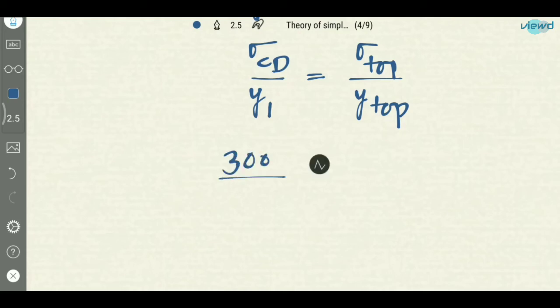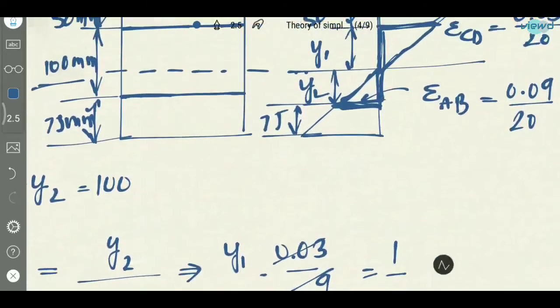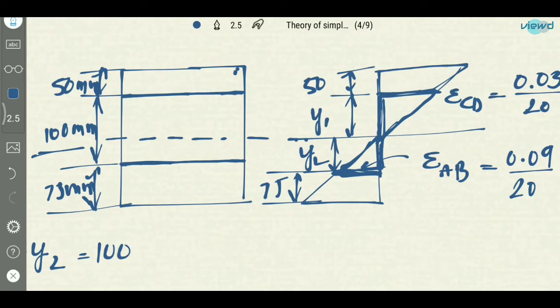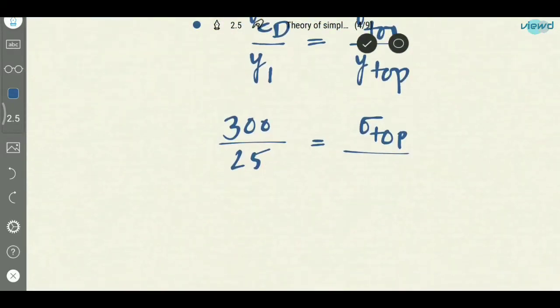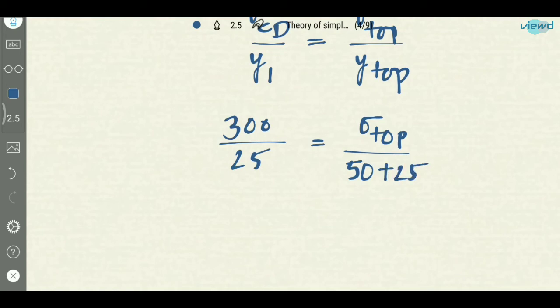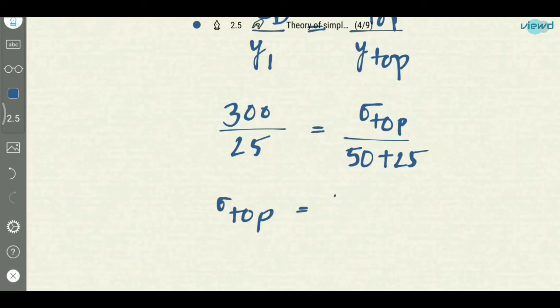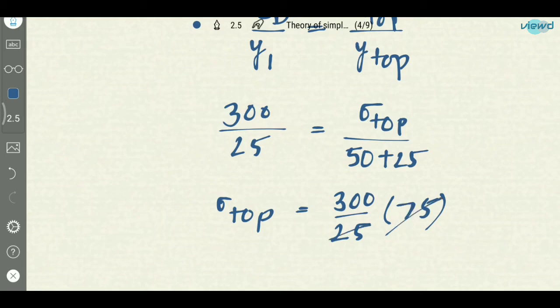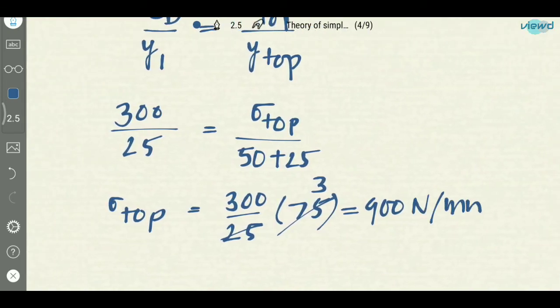Sigma CD we got it as 300, and y1 we got it as 25 mm, and sigma top we need to find, and y top will be, so y top is this layer. This layer from neutral axis will be the y top. So it will be y1 plus 50. y1 was 25 mm plus 50. 50 mm was from the top, and y1 is 25. So sigma top will be 300 by 25 into 75. 25 3s are 75. So this will be 900 Newton per mm square.